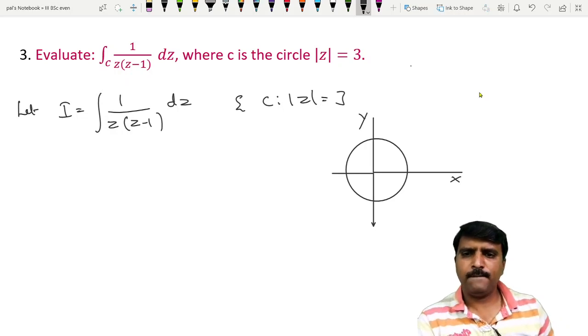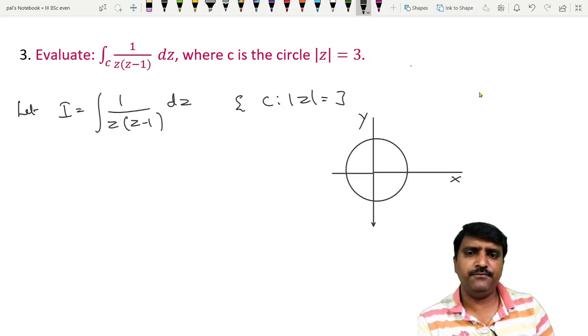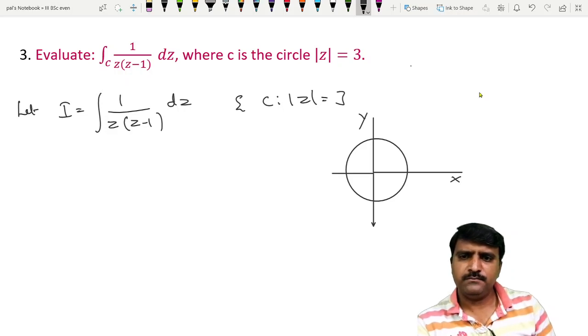It is not in our standard form. Our standard form is f of z by z minus c. Our format here has z into z minus 1. You try to write this in that same format. So for that, you resolve into partial fractions. And what is f of z here? F of z is 1.